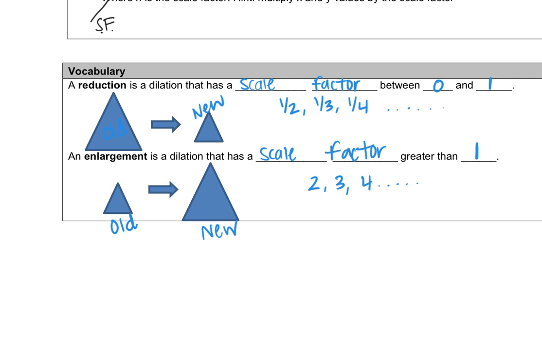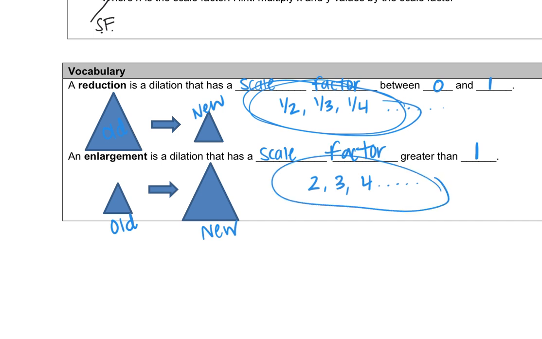Okay, so something quickly. You know it's a reduction if you have a fraction, okay? But it has to be between 0 and 1, okay, for it to be called a reduction. If it's a fraction, most likely than not, it's a reduction. If you have an enlargement, it's because your scale factor is greater than 1. Some examples that I put there were 2, 3, 4, could be 5, 6, anything bigger than 1, technically.